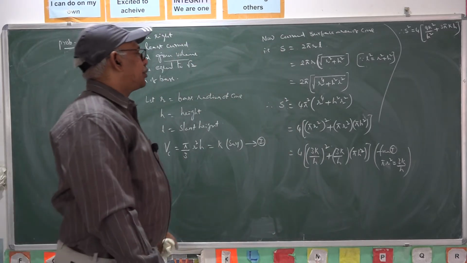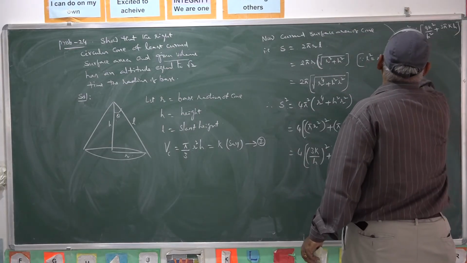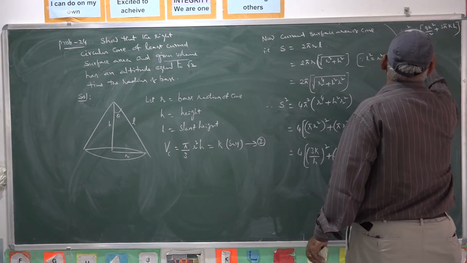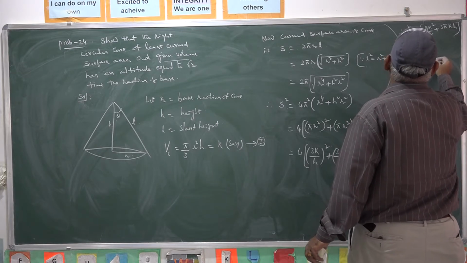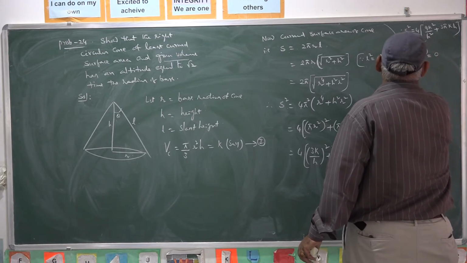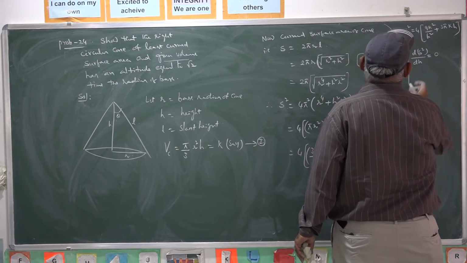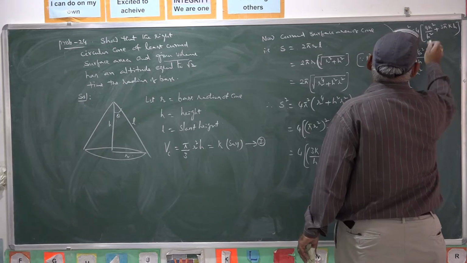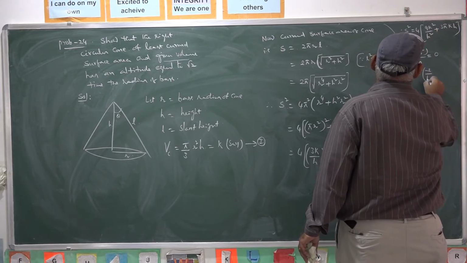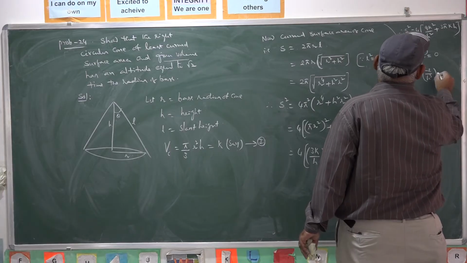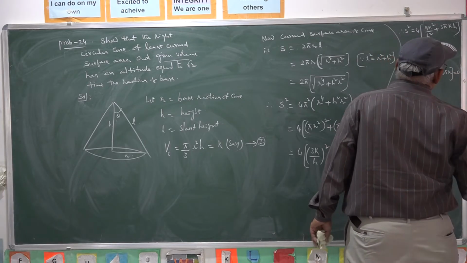Now S square is to be minimized, so that S is minimum. So differentiating S square with respect to h and equating to 0 gives 4 into, 9k square is constant, derivative of 1 by h square with respect to h is minus 2 by h cube, plus 3 pi k equals 0.